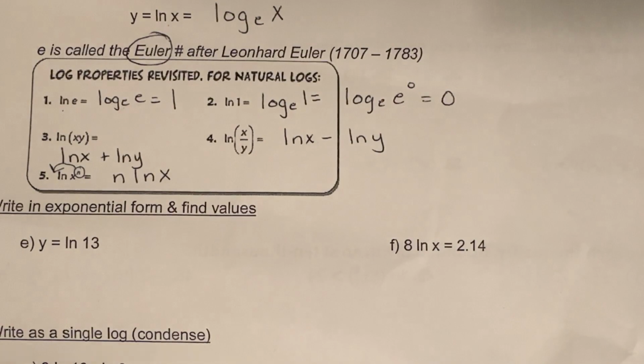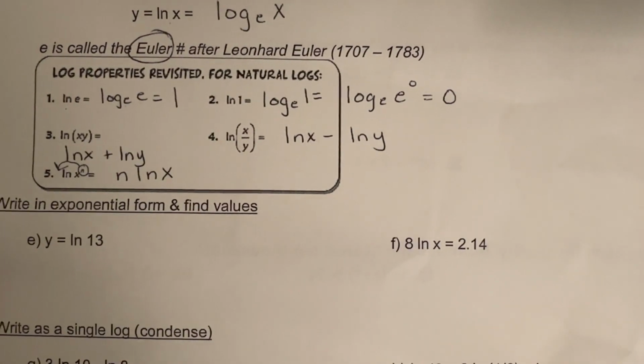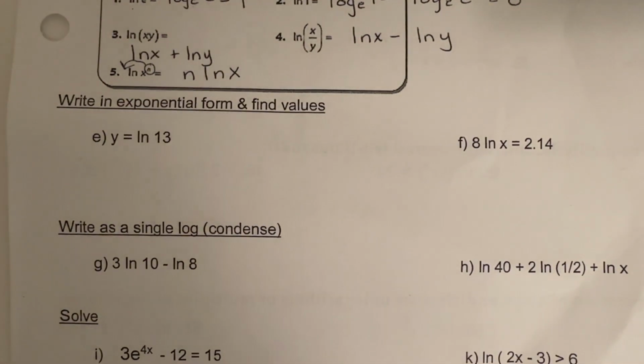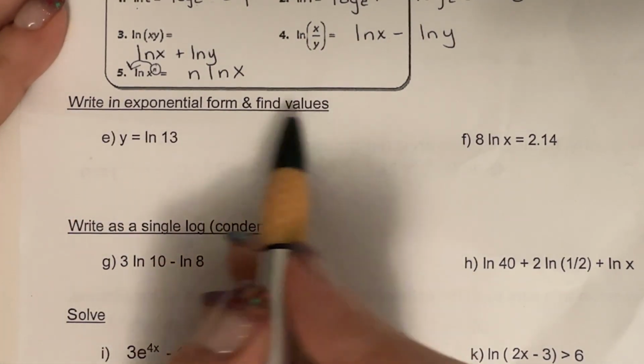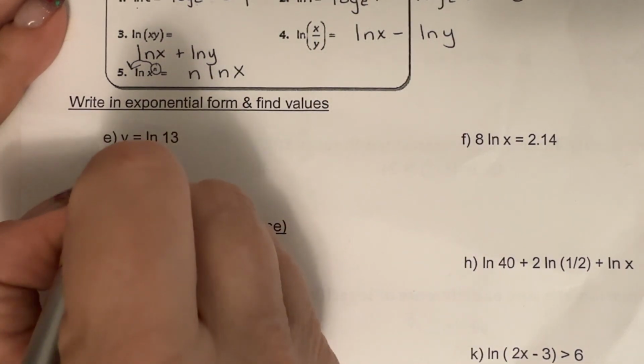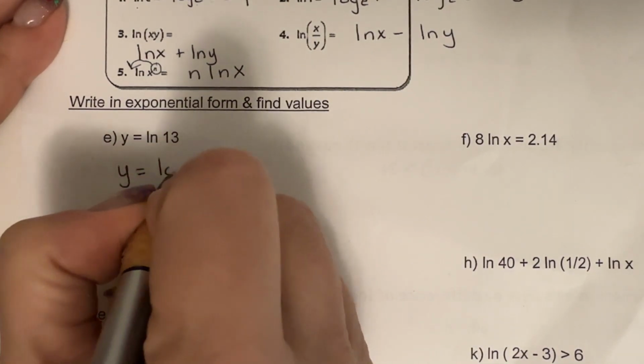Okay, so let's apply this new base e stuff. And again, if you need to, you can always switch over to log base e. All right, write this in exponential form and find the values. Okay, so I'm going to write it as log base e.